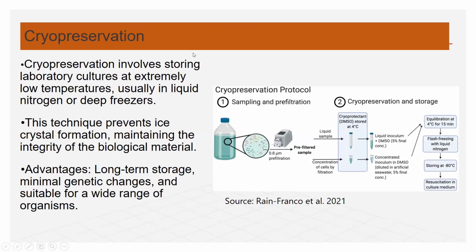Another method is cryopreservation. Cryopreservation involves storing laboratory cultures at extremely low temperatures, usually in liquid nitrogen or in deep freezers, just like the deep freezing that we talk about. This method prevents ice crystal formation. If you put an item in an ordinary freezer, you might have ice forming on that material. But for cryopreservation, there will be no ice formation on your biological material. So the integrity of your organisms is maintained.